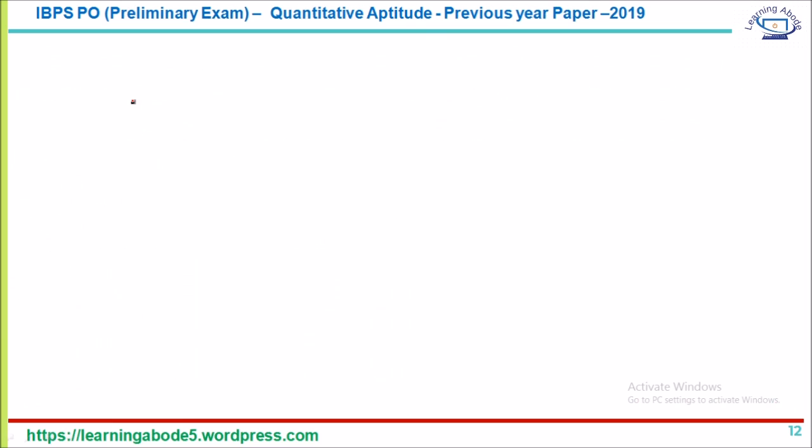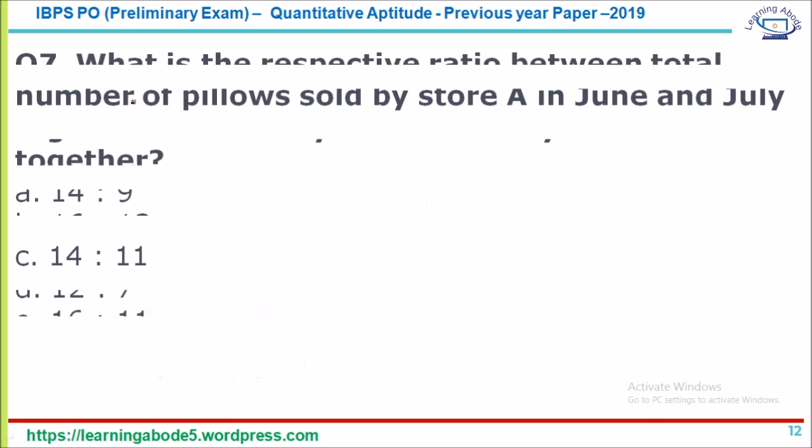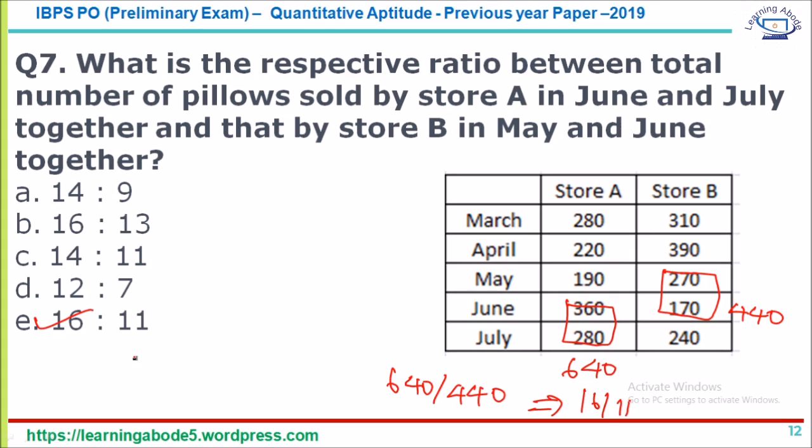Okay, now this data that is there in the bar form, I will convert it into a table like this. Now what I need is store A, June, July. That is these two values, which is 640, and store B, May, June, which is these two, which is 440. So now I want the ratio between 640 and 440, which is 16:11. That's my answer option E. Right? A very simple question.